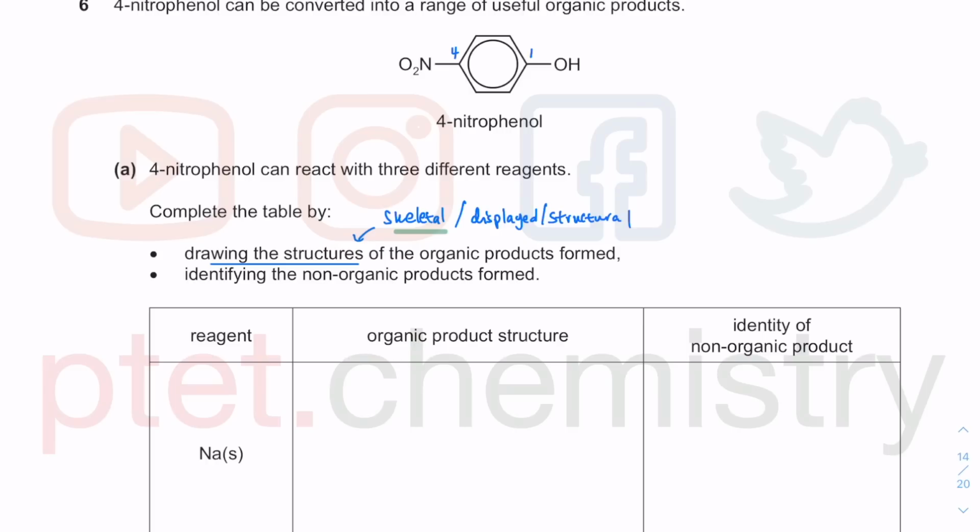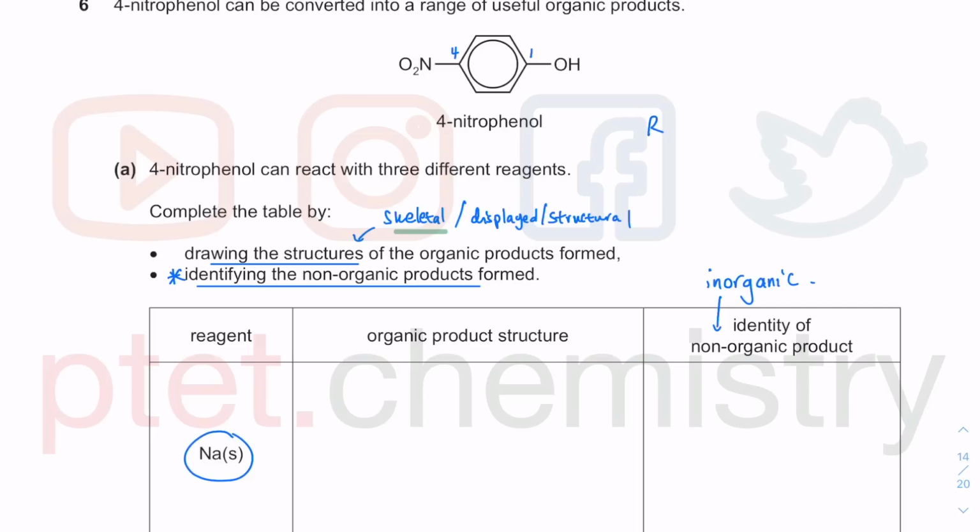And you also have to identify the non-organic product. This is quite unusual. Usually in the question you just say organic product. They don't usually focus on the inorganic. Inorganic means non-organic product, but since the question asks you for that, we're going to do exactly that. The first one is sodium metal.